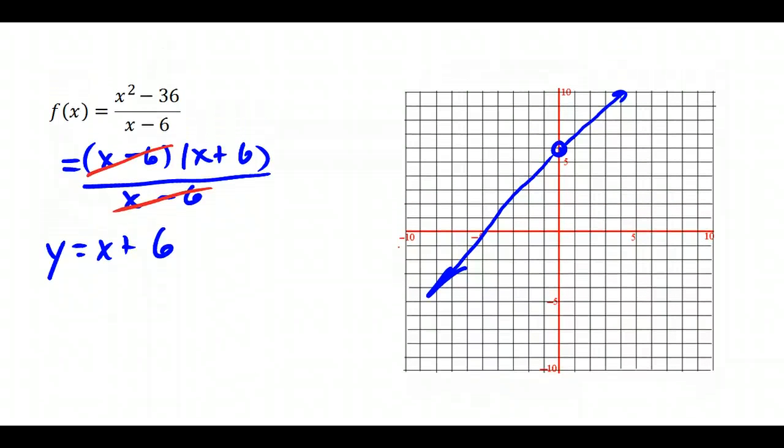Oh, wait a minute. That's not right. Let's start over again. At x equals 6, I've got a hole. So at 6 comma 12, I've got a hole. There we go. That's better. And I have a y-intercept of 6.